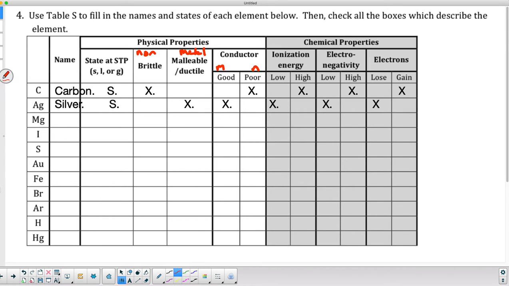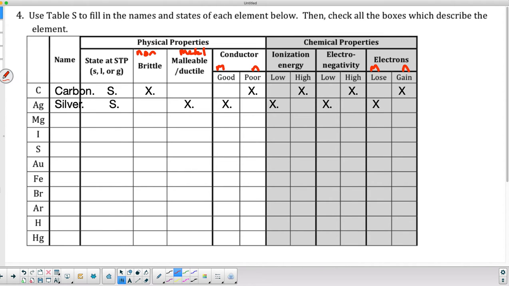Ionization energy is high or low depending on where it is on the periodic table. Electronegativity is also high or low depending on where it is on the table. And whether it loses electrons would be metal, and whether it gains electrons would be non-metal. Okay, so those are the things that we can use to go through that.